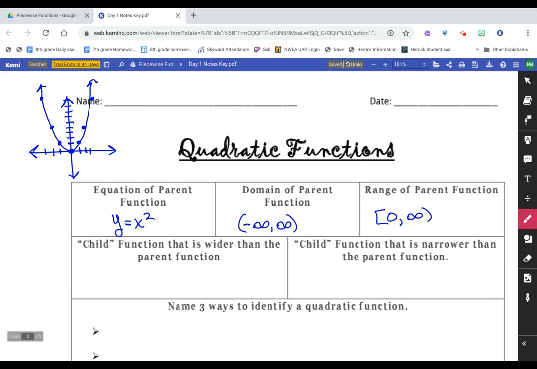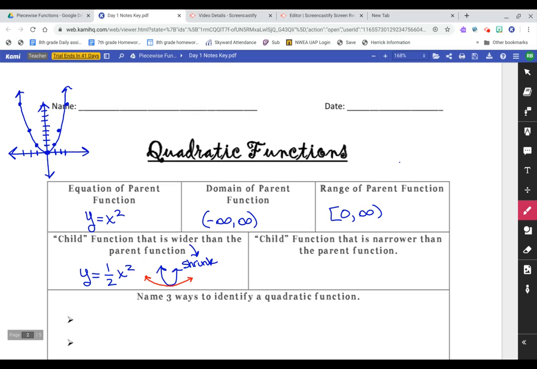Okay, if we wanted to take this and wanted to make it wider, what you would do is you would actually multiply the x squared by a fraction. This would actually be called a shrink. Because when you take that parent function, let's say this is the parent function, and we make it wider, it's like if you were pushing down on the top and bottom and flattening it out, you're shrinking it. Okay? We want to take this function and make it narrower, then we would multiply the x squared by a number greater than 1. So let's just multiply it by 2.